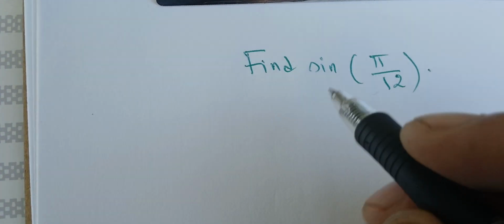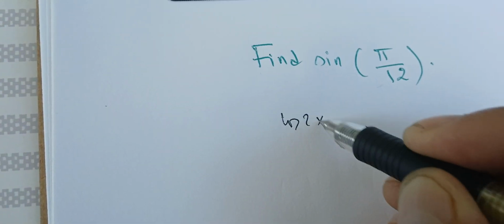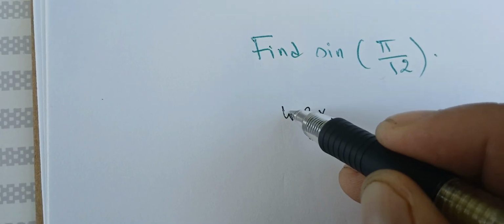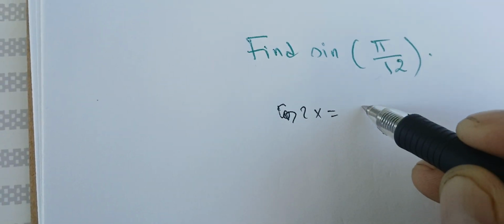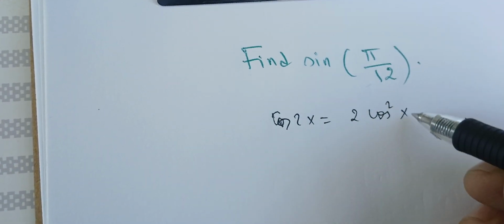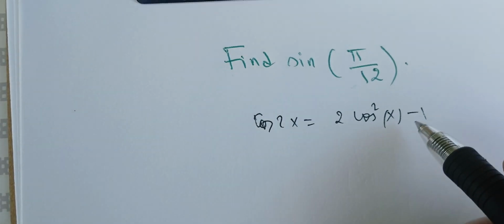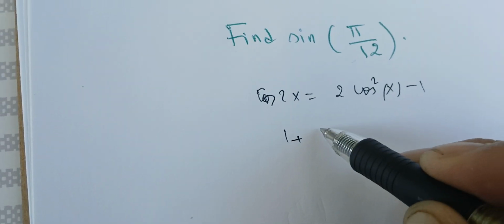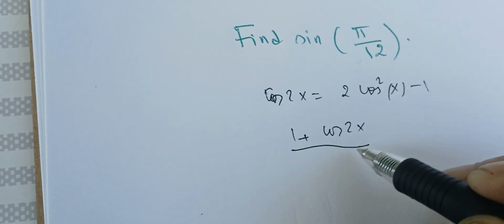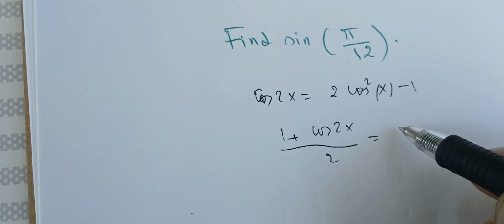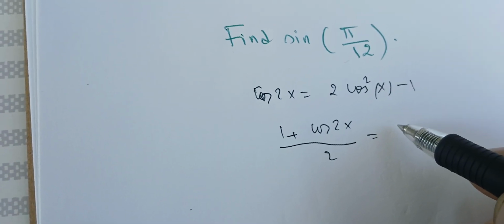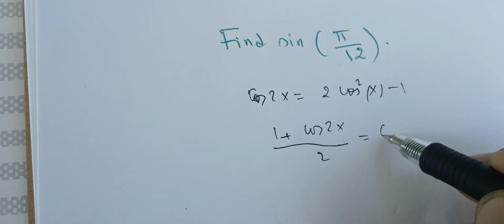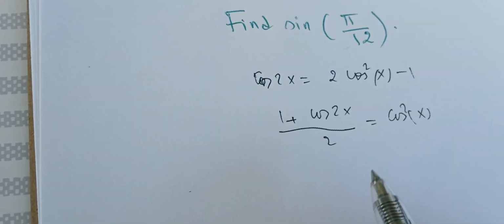Here we know that the cosine of 2x, let me write it nicely, cosine of 2x is 2 cosine squared of x minus 1. And we get the cosine squared of x as 1 plus cosine of 2x over 2. So this is the cosine squared of x.